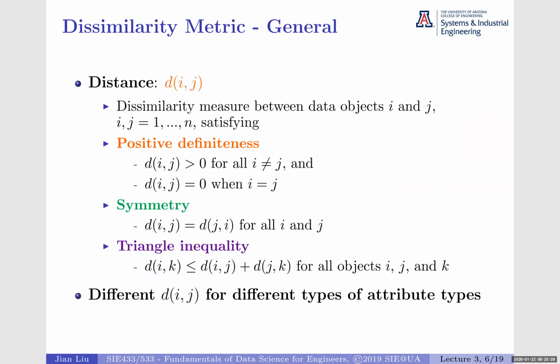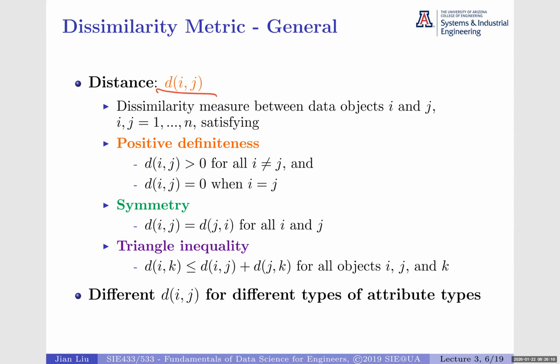Now we talk about the distance or dissimilarity. You can use them interchangeably. The dissimilarity is a measure between data objects i and j, so we use D(i, j) to denote it. This distance must satisfy three properties. It's not just any arbitrary quantity. It has to satisfy three conditions. First, it is positive definite. The distance or difference between two data objects must be positive.